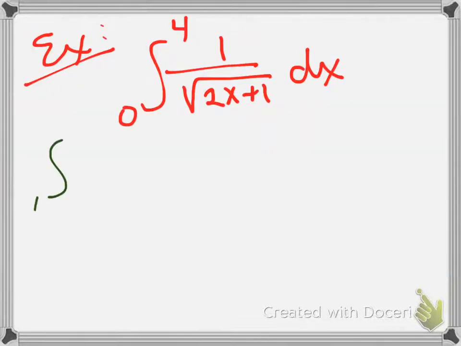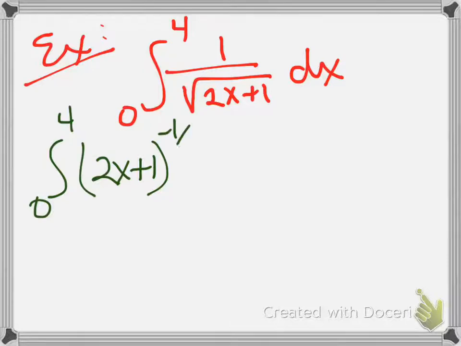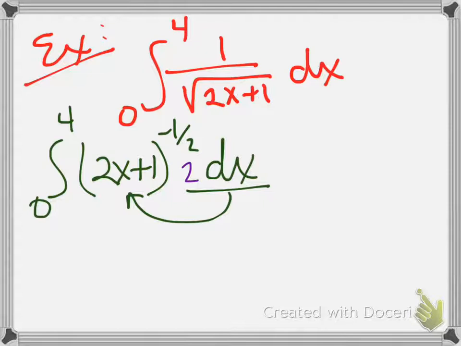This one goes from 0 to 4, so we're going to be plugging in this time. I have 2x plus 1 to the negative 1/2 power. I don't have to rewrite the 1, so I'm just going to put dx. So now the question would be, really, is dx the derivative of 2x plus 1? Well, the derivative of 2x would be 2. So it would be 2 dx. So I need a 2 in there, so I'm going to balance the 2 with a 1/2 on the outside.